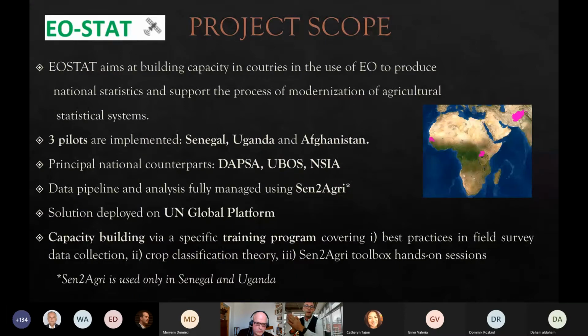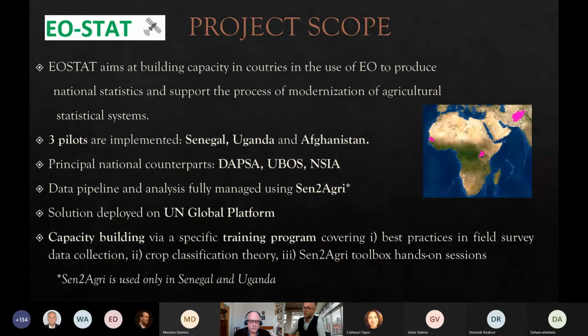The project now has 3 pilots: Senegal, Uganda, and also Afghanistan, which just came in. The principal national counterparts in the countries are respectively DAPSA, UBOS, and NICEA. The data pipeline and analysis is fully managed using the Sen2-Agri toolbox, which, as we will see, facilitates the work a lot. And the solution is deployed on the UN Global Platform with a series of benefits, as I will show later.